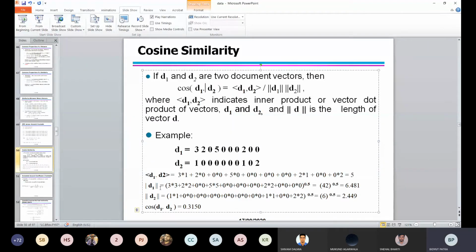And then you compute the Euclidean norm. So the Euclidean norm for this one: 3 into 3, 2 into 2, 0 into 0, 5 into 0, and so on, and then take the square root. So you will get this value. And then you put this value, 5 divided by 6.48 into 2.449, so you will get the cosine value 0.315. So please note that this value also varies from -1 to +1.